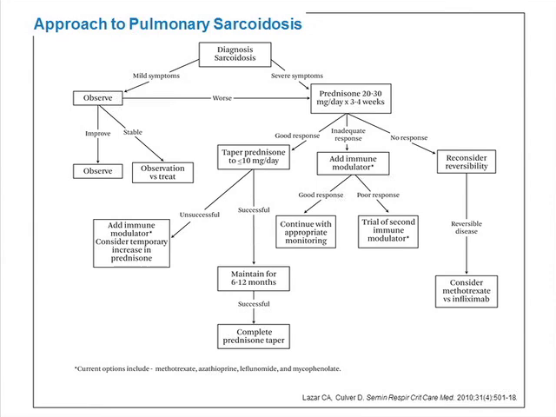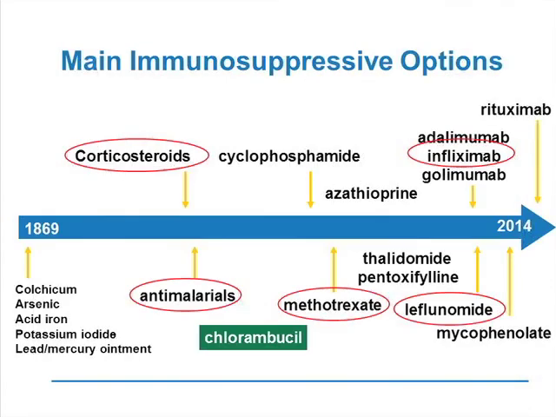The usual threshold for maintenance therapy with corticosteroids is 7.5 to 10 milligrams a day, which is then maintained for a number of months. If there's inefficacy of that, or if the patient is unable to taper off or develops significant side effects, then a steroid-sparing therapy is often considered, and you can see those listed there.